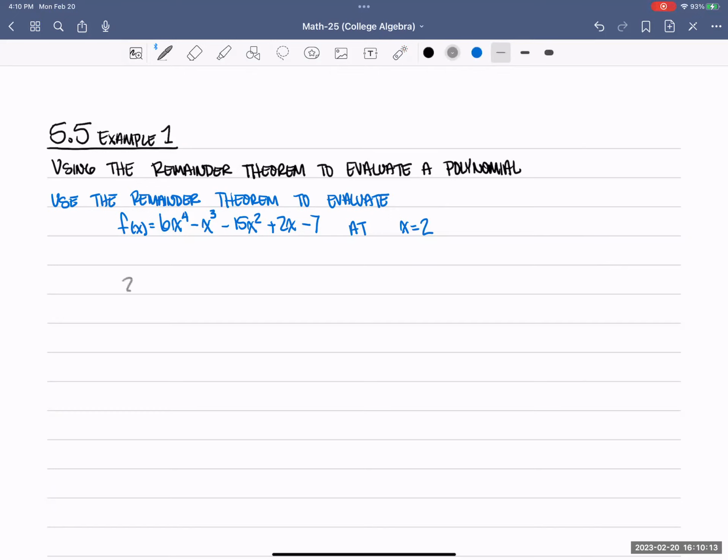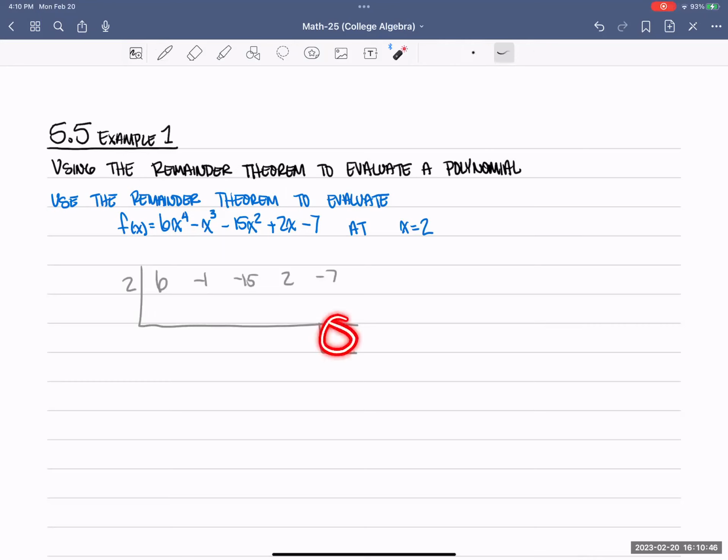So we have 2 and we have our polynomial. Let's make sure that it's in standard form and that we have a representative for each of the terms. So we start off with our highest degree, x to the power 4, 3, 2, 1, and x to the power 0. So it looks like we have a value for each of the terms. So let's go ahead and put it in our synthetic division: 6, -1, -15, 2, and -7.